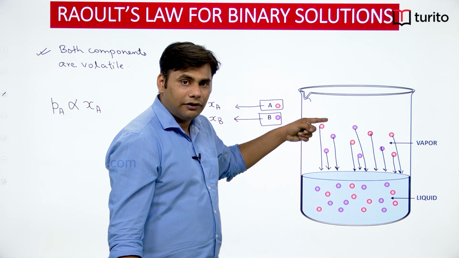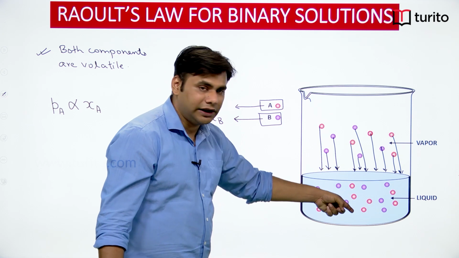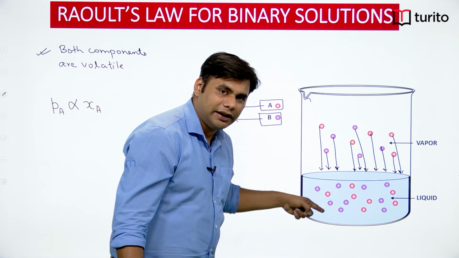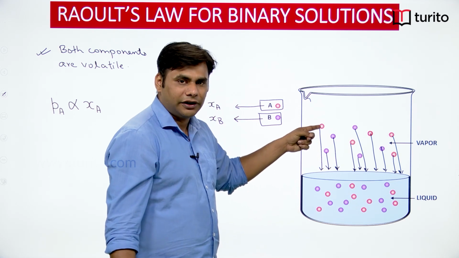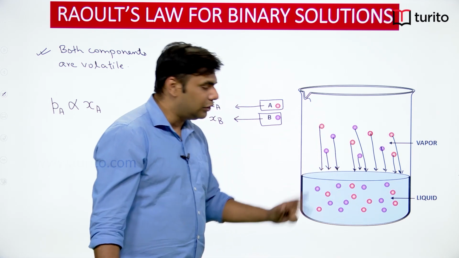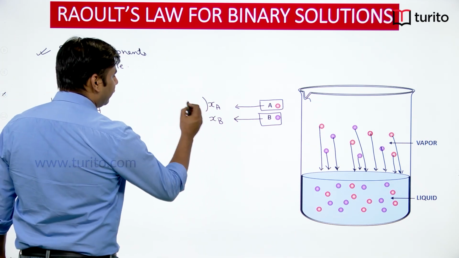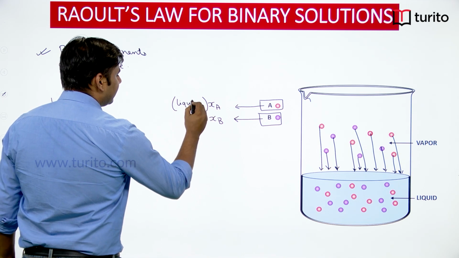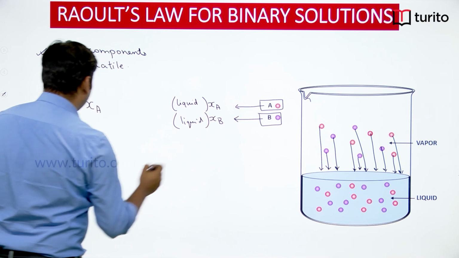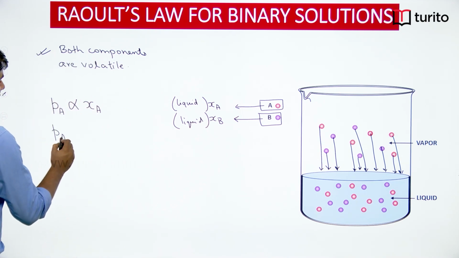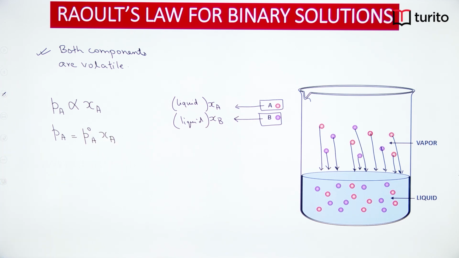Now we know that the vapor pressure depends upon the mole fraction of that component in the liquid phase. More is the component in the liquid phase, more would be the vapor formed. So the partial pressure or the vapor pressure exerted by A will be proportional to the mole fraction of A in the liquid phase. So XA is the mole fraction of A in liquid phase, XB is the mole fraction of B in the liquid phase. So I will say that PA is equal to P naught A into XA, because Raoult's law is obeyed.